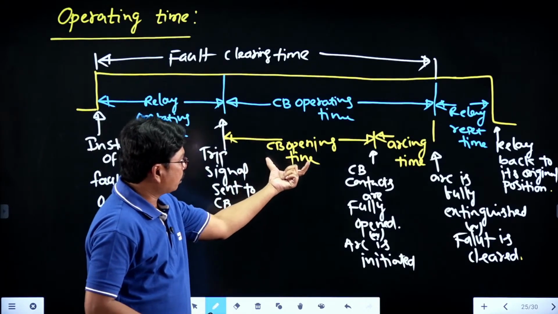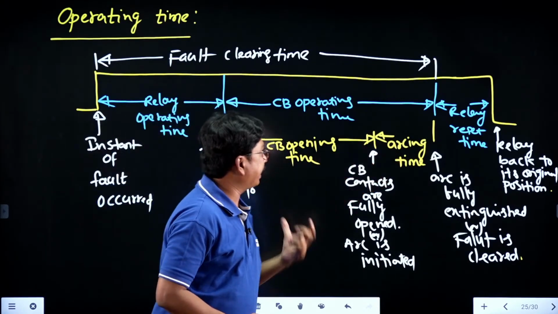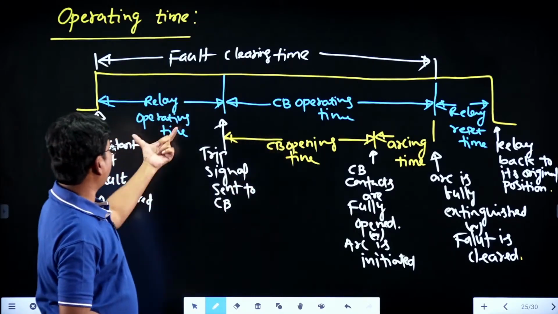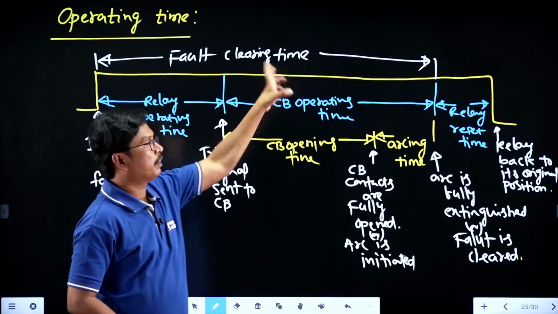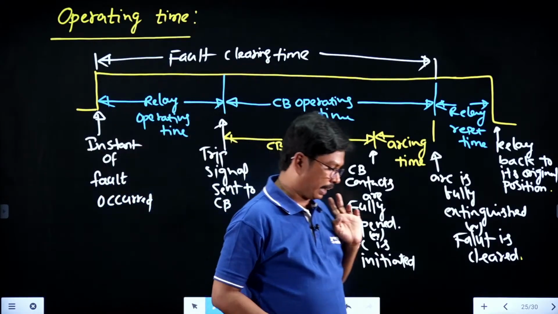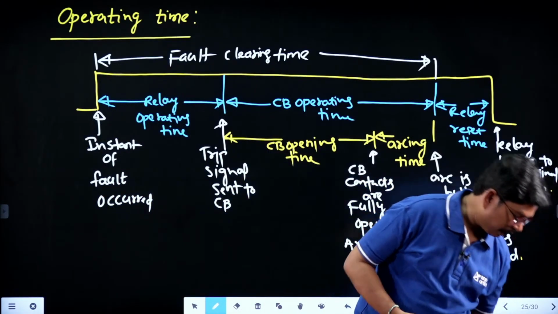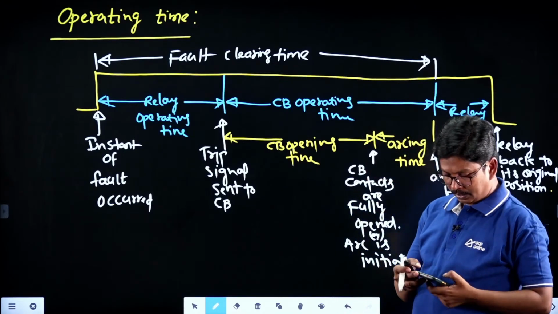So now you can say, what is CB opening time? What is the arcing time? What is the CB operating time? What is the relay operating time? What is the overall operating time, or what is the fault clearing time? Right? Yes, CB opening time is always greater than that of, very good.